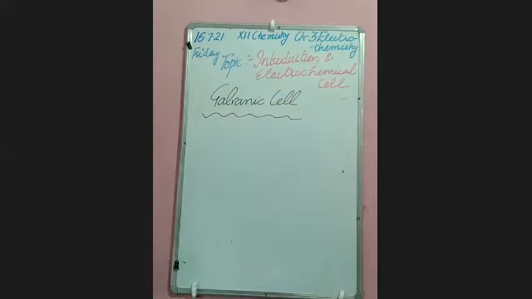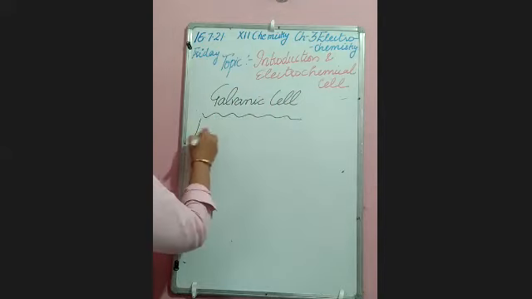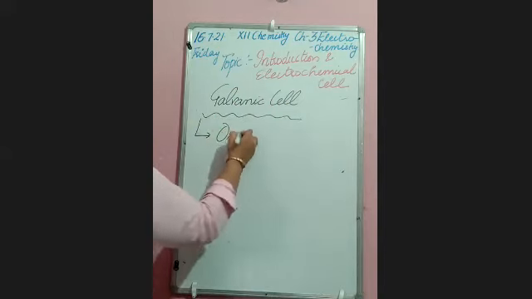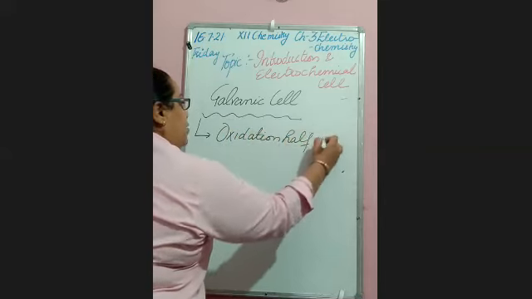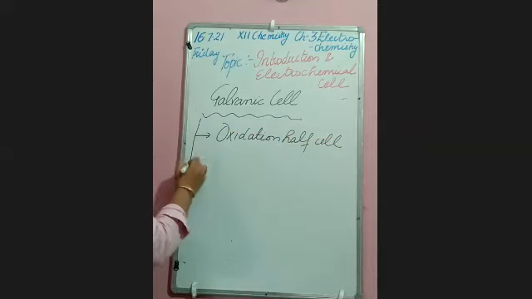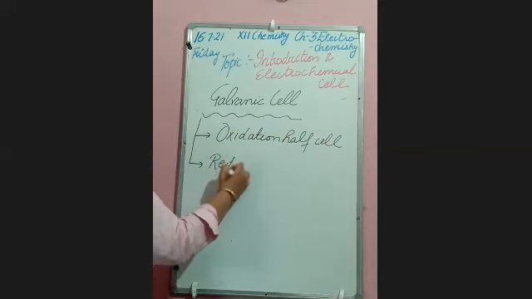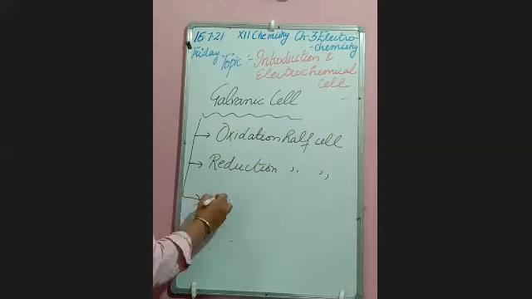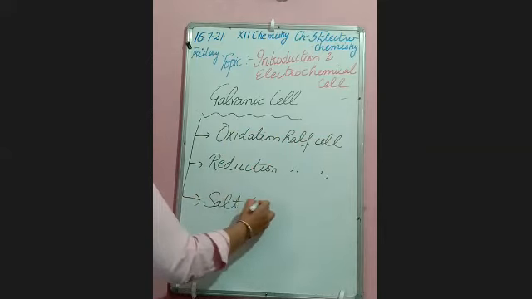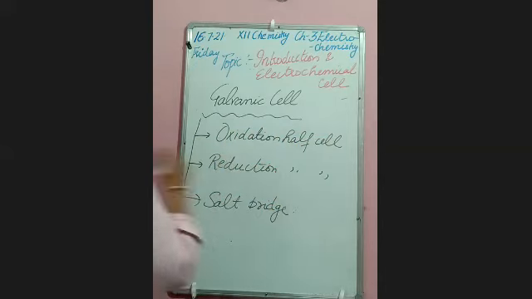There are three components of a galvanic cell. The first is the oxidation half cell. As I already told you, it is a redox reaction, which means reduction and oxidation are going on. Second is the reduction half cell, and the third one is the salt bridge. First, I'm going to tell you about the oxidation half cell.